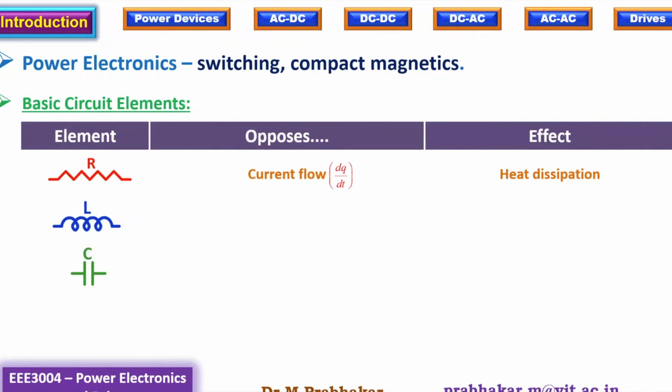In power electronics, our intention should be to minimize the value of resistance. Fine. When we try to minimize the value of resistance, it means we are trying to reduce the heat that is dissipated as a waste. Thereby, we are trying to make the power conversion process more efficient. This is the underlying fact. So, our intention should be to minimize R.